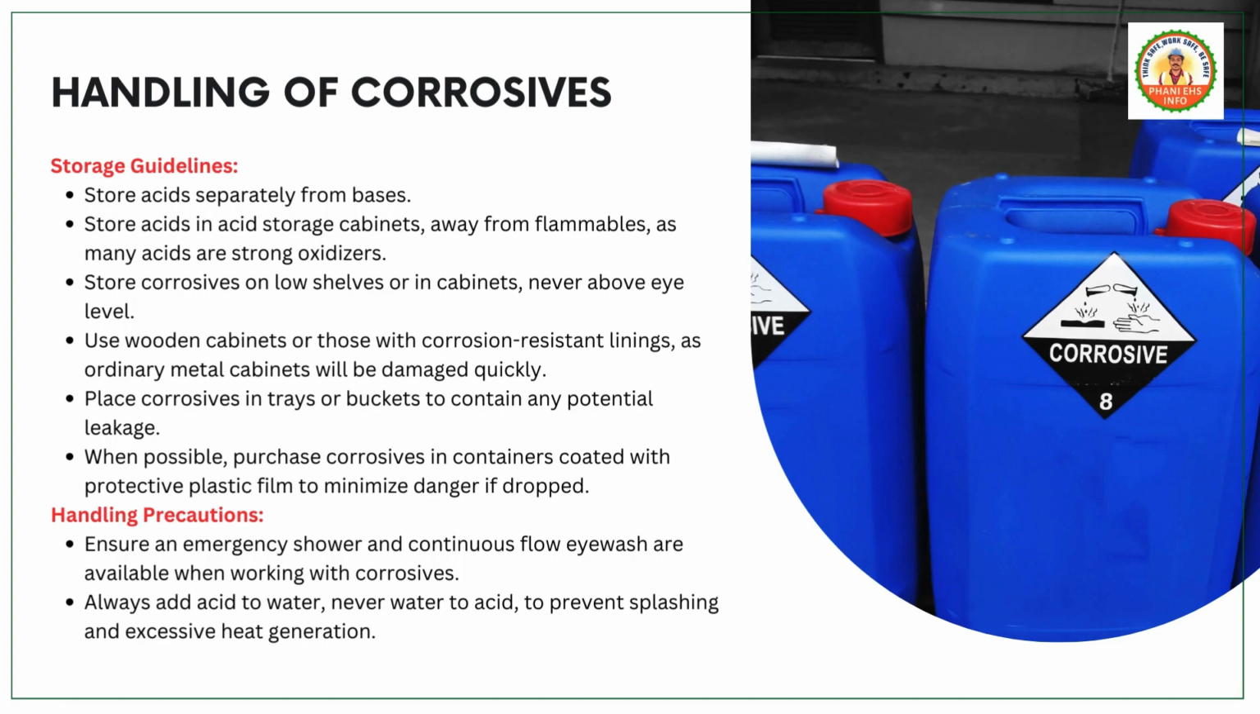It is a good practice to store corrosives in a tray or bucket to contain any leakage. When possible, purchase corrosives in containers that are coated with a protective plastic film that will minimize the danger to personnel if the container is dropped. Store corrosives in a wooden cabinet or one that has a corrosion-resistant lining. Corrosives stored in an ordinary metal cabinet will quickly damage it. If the cabinet supports that hold up the shelves become corroded, the result could be serious. Acids should be stored in acid storage cabinets specially designed to hold them, and nitric acid should be stored in a separate cabinet or compartment.